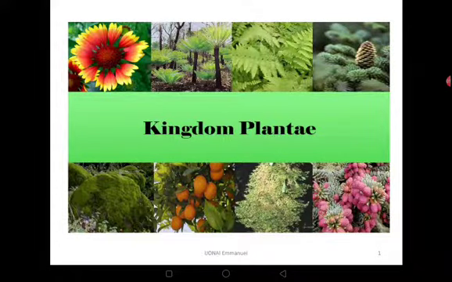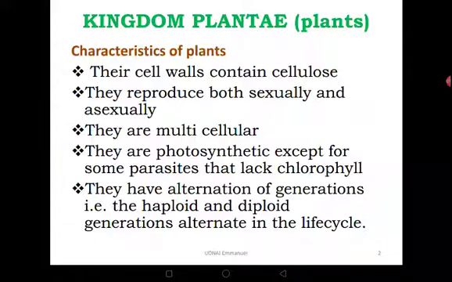And for that reason, we shall now look at the characteristics of plants. What makes them to be called plants? So one is, when you analyze their cell walls, you realize that the cell walls contain cellulose. Yes, that is one of the distinguishing characteristics of plant cells, and plants in general, that they contain cellulose cell walls that make their cells very rigid and hard.